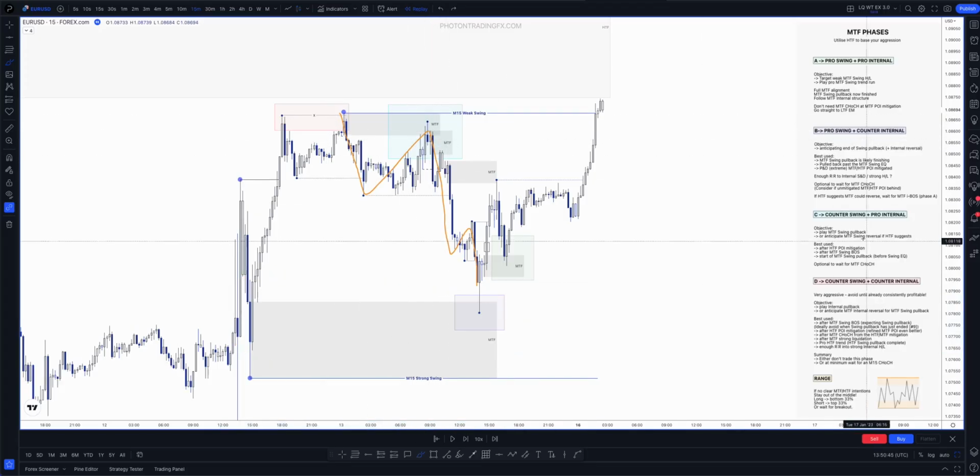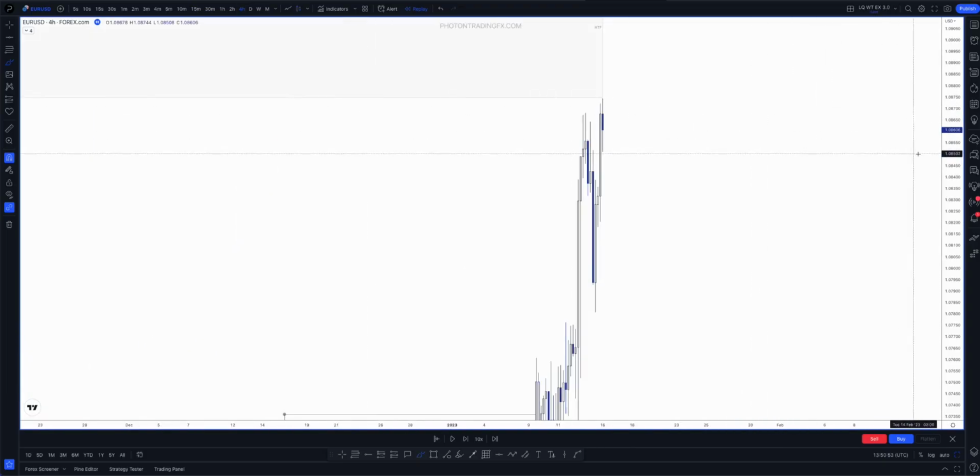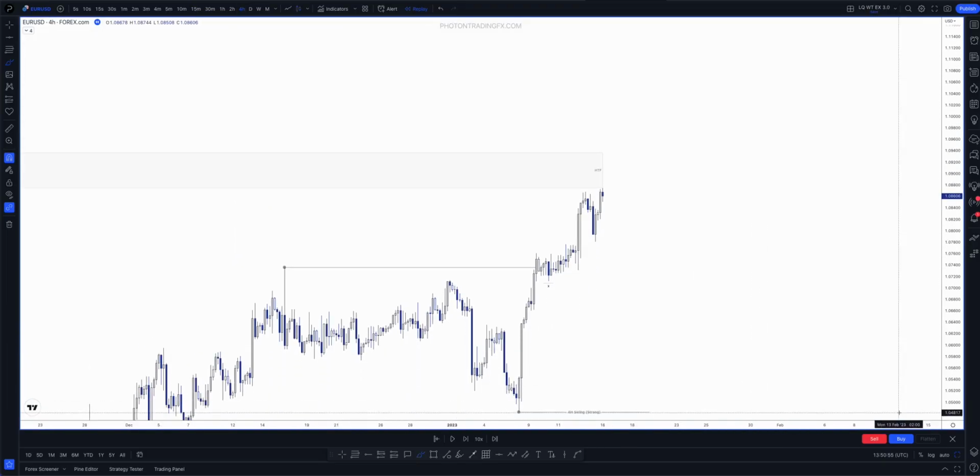Now we could, like I said, the second bit here, anticipate a medium time frame swing reversal if the higher time frame suggests. So if we went back to the 4-hour chart, which is our higher time frame in this instance, right?